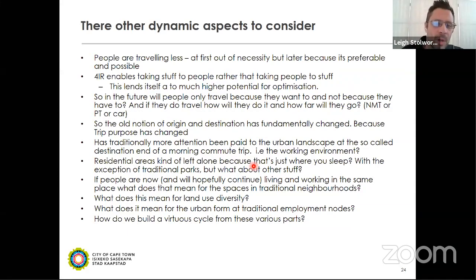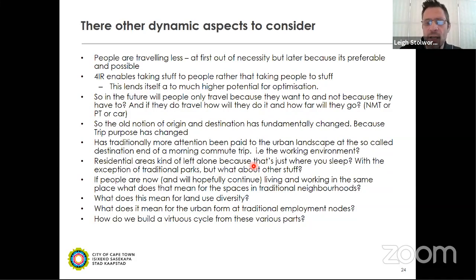So if people are traveling less now, out of necessity because of restrictions and lockdown, what we want to do is make it preferable and possible for people to travel less. These are some of the things that we try to enable through our interventions in travel demand management. And we know that some of these things have a multiplier effect, although they may seem to be mutually exclusive. They're all adding to the travel demand management benefits.